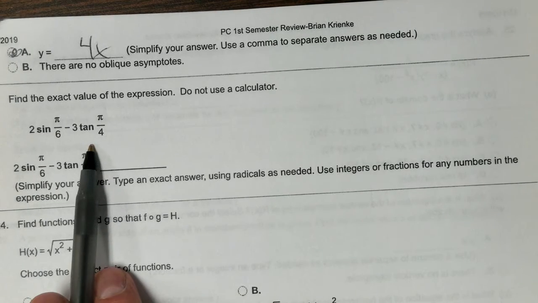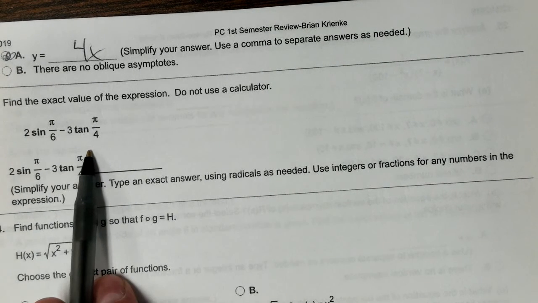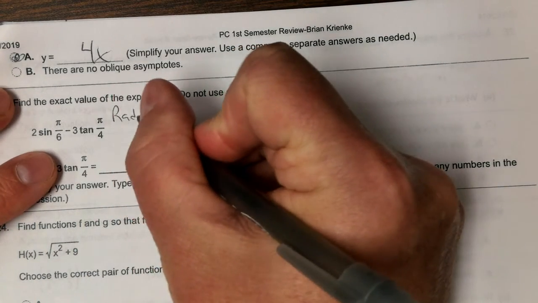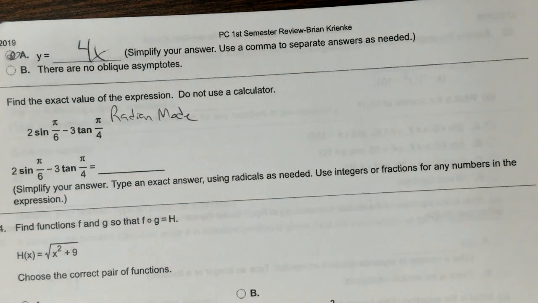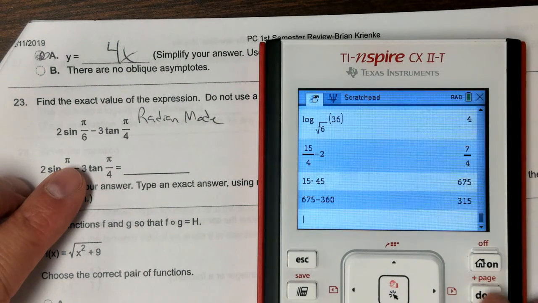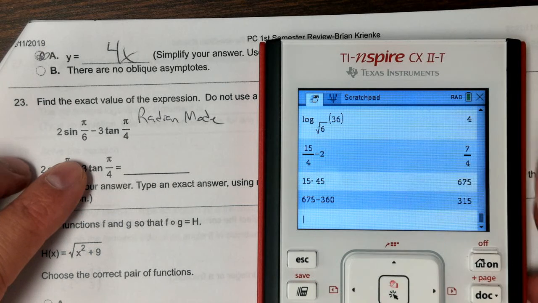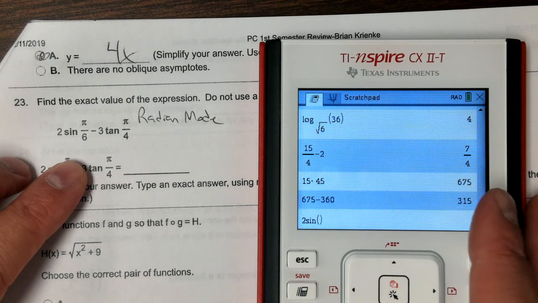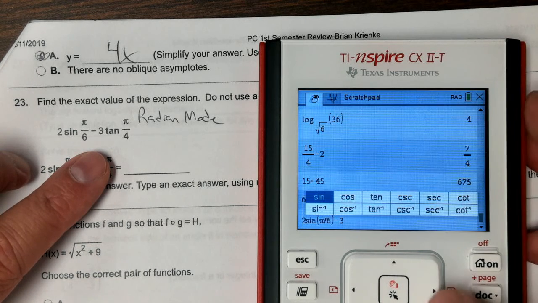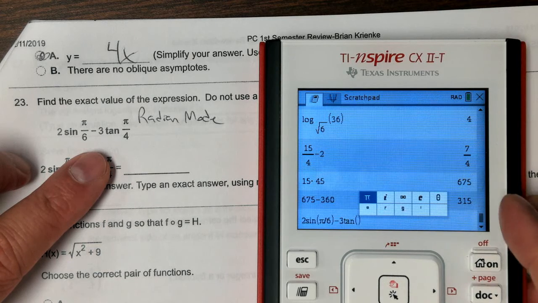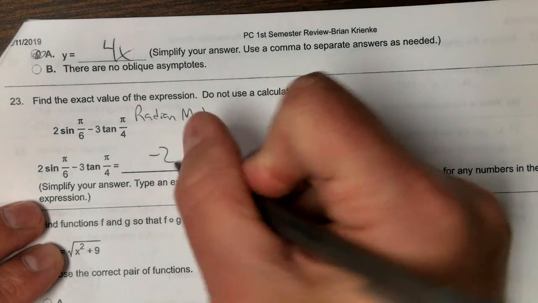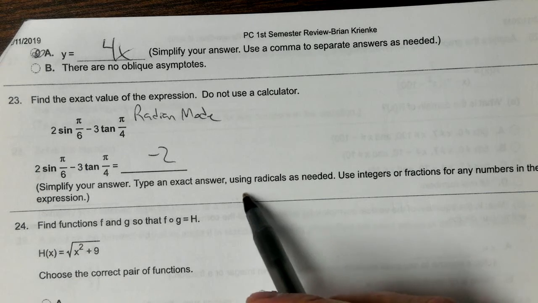The next one, you can go ahead and type this to see what number you work towards. Make sure that if it says pi, on that particular problem you're in radian mode. See if it works out. If it doesn't, then you have to use the unit circle. I'm already in radian mode, so I go 2 sine pi/6 minus 3 tan pi/4. So you get -2. That's the best way to do it because there's no decimal or anything.